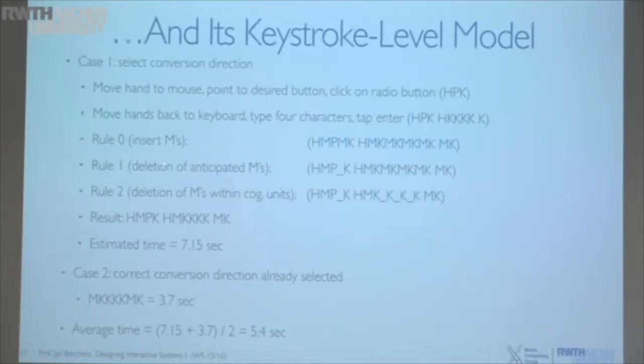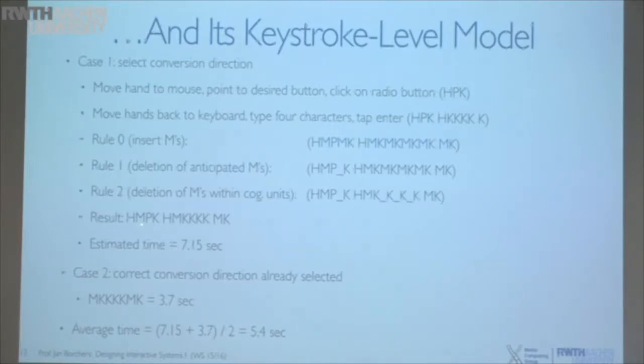And then we take away a lot of those. We'll see we take away the anticipated ones. So those were the ones where we said rule 1, we remove a lot of the ones that go away. So this one here is the point immediately followed by a click. That one goes away. Rule 2 says remove the M's within cognitive units. That would be, in this case, the number we enter. We've got like minus 7.5. You don't stop after each digit to type that. So these go away. And then as a result, we have this, HMPK.